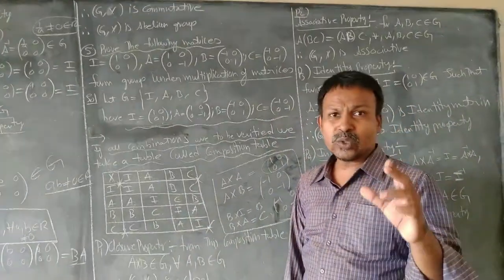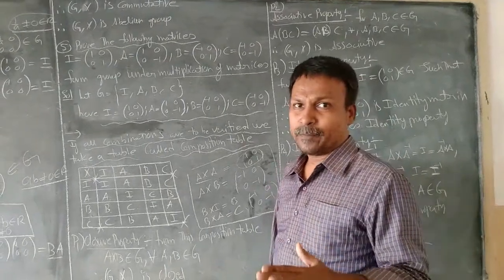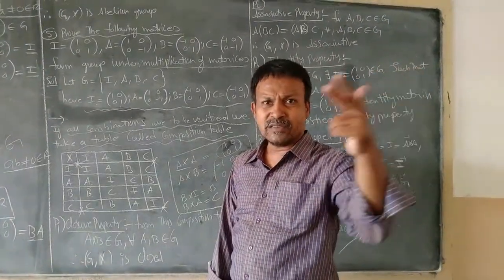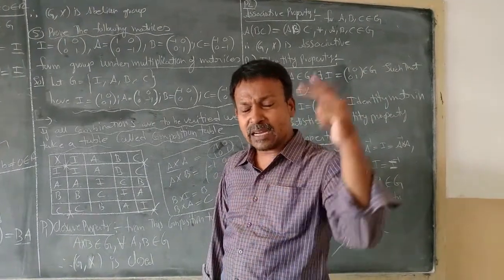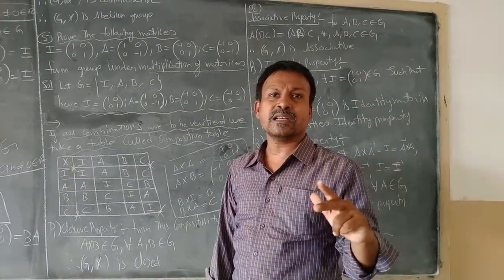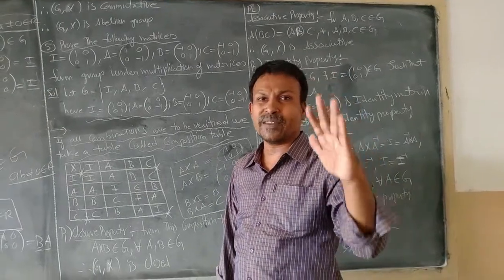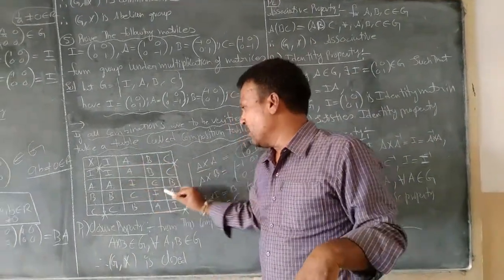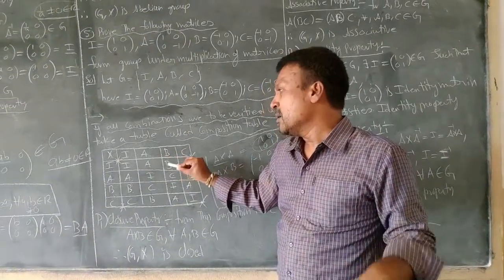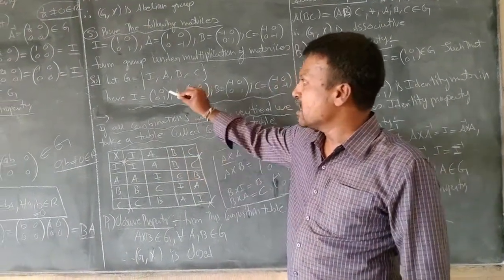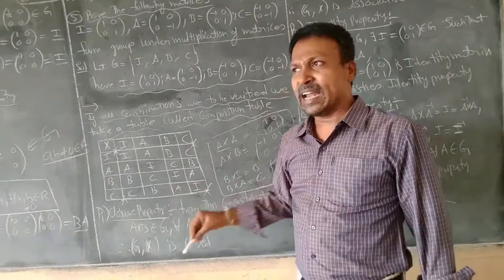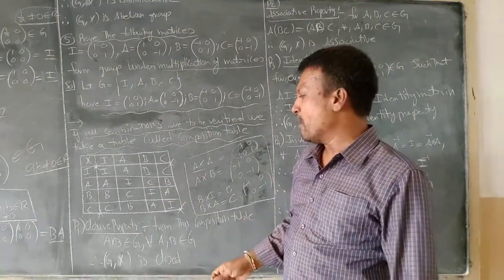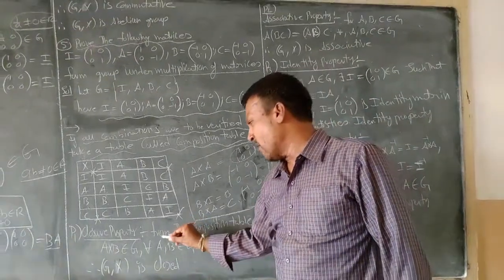Right. Now I am going to the first property, the closure property. What does the closure property state? If we multiply any two matrices and the resultant matrix is present again in the given set G, then we say that G satisfies the closure property with respect to multiplication. By seeing the composition table itself, all the resultant matrices are present in the given set G. Therefore, we can directly conclude that the set G satisfies the closure property with respect to matrix multiplication. Right. That is what I have written here.